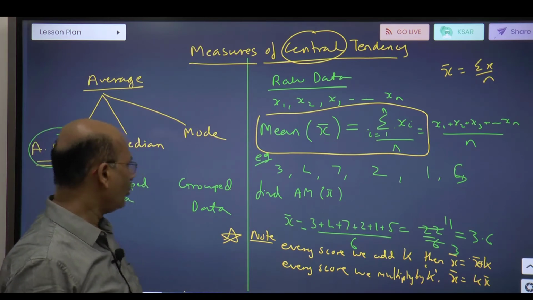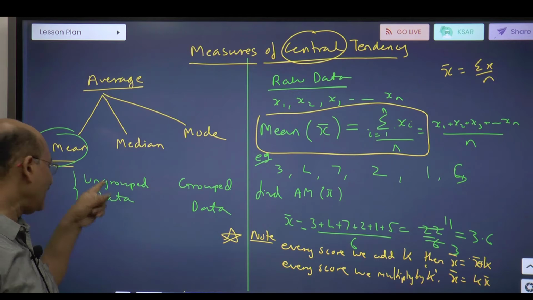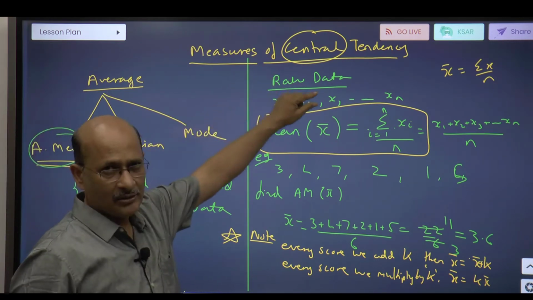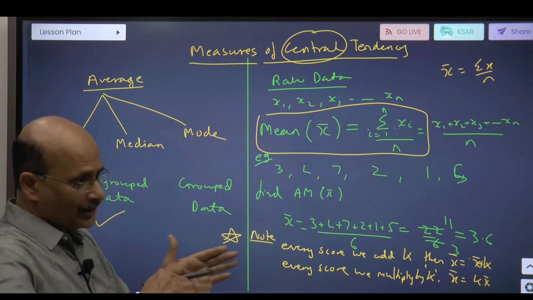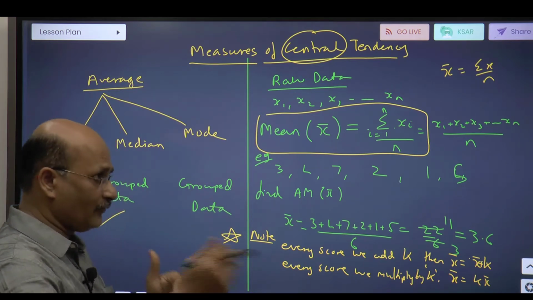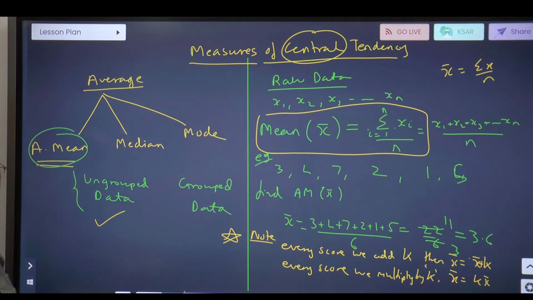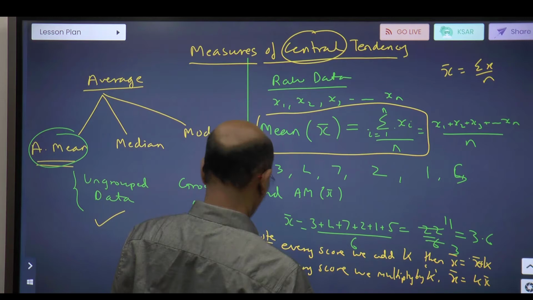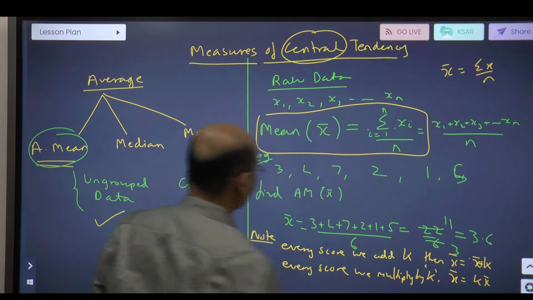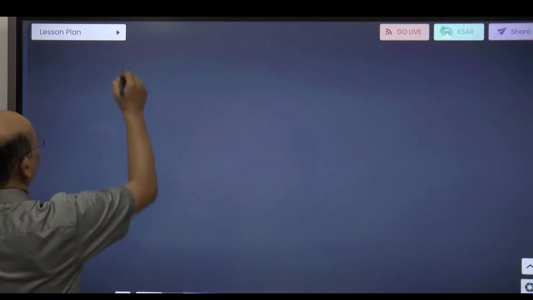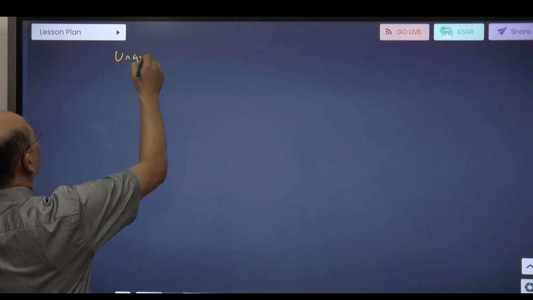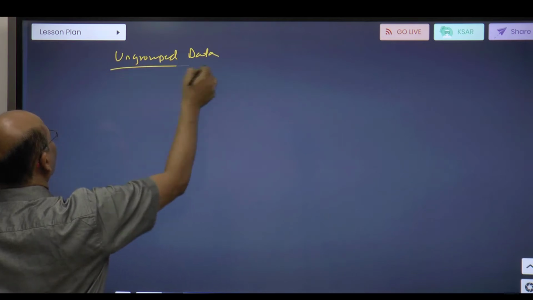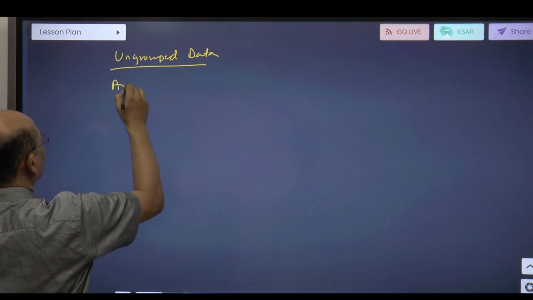So now we will go deeper into ungrouped data. I am talking about ungrouped data now. Ungrouped data is raw data, but within ungrouped data you can also have a certain type of difference, a higher level of data you can say. For example, I will share with you, let us talk about that. I am talking about ungrouped data only, and about arithmetic mean.